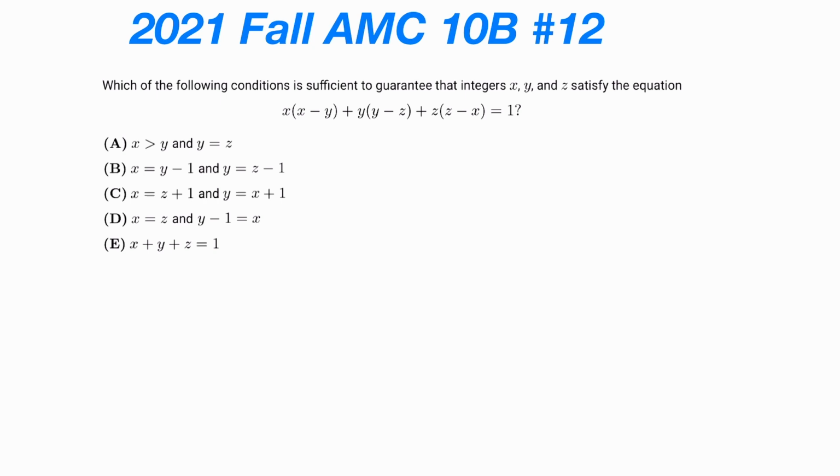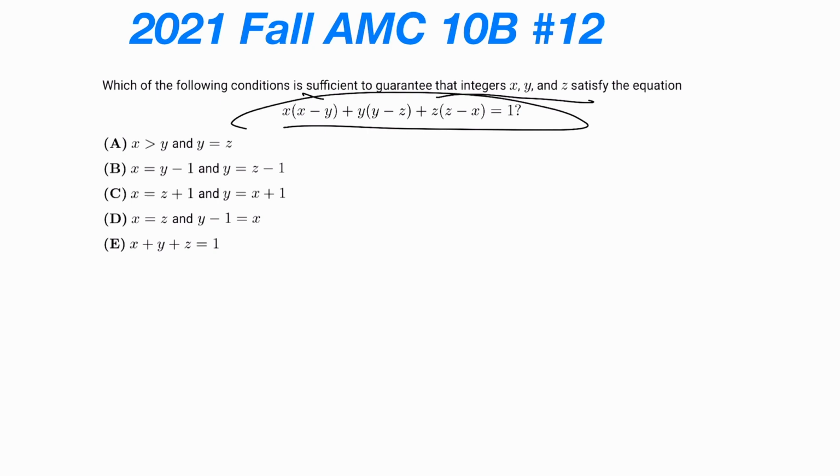In today's episode of Interstigation, we will take a look at 2021 Fall AMC 10B number 12. It asks, which of the following conditions is sufficient to guarantee that this XYZ satisfies the equation?